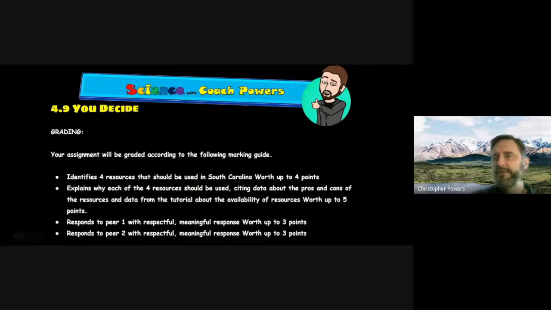Your discussion post has to explain why the 4 resources should be used, citing data about the pros and cons of resources and data from the tutorial about the availability of resources. That's up to 5 points. Okay, you have to cite these things. Don't just post stuff. Respond to peer 1 with respectful, meaningful responses, up to 3. Respond to peer 2, up to 3 points.